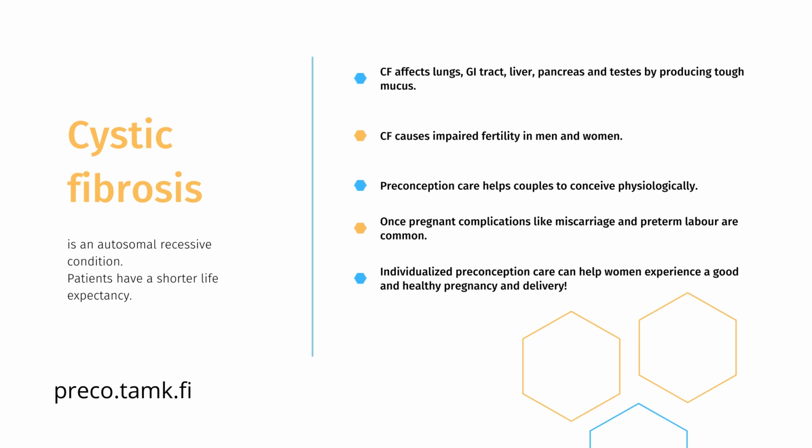Cystic fibrosis causes impaired fertility in men, for example, inhibition of sperm transport, and also in women with a menstrual disturbance, changes in cervical secretion. Reproductive assistance is often needed. Preconception care can help couples to conceive physiologically. The majority of pregnancies have a healthy outcome.